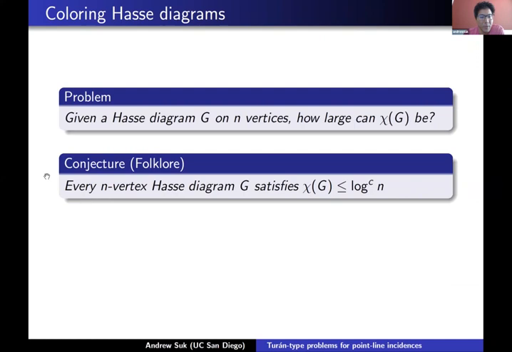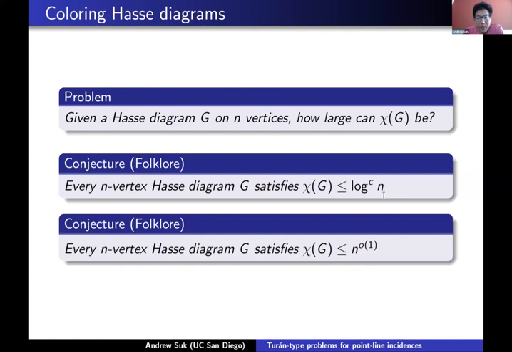So some people conjecture that it should be at most, I guess, log to some constant times n, where n is the number of vertices. And if you believe that, then you would at least assume that it should be subpolynomial in the number of vertices.